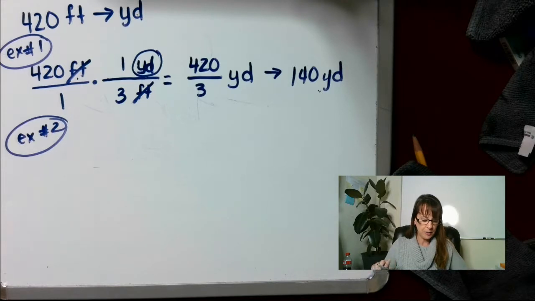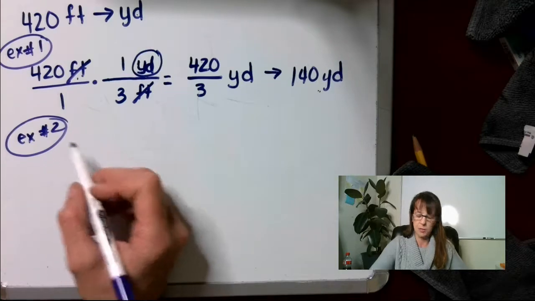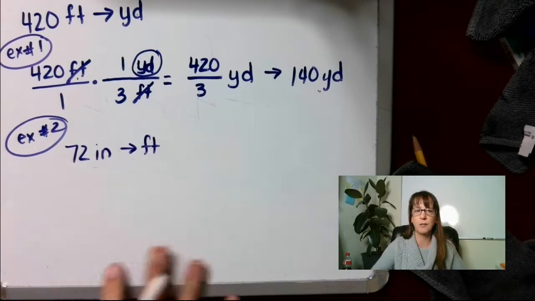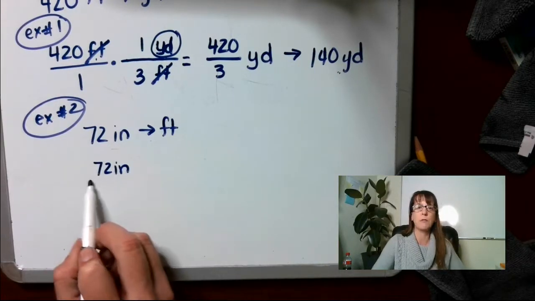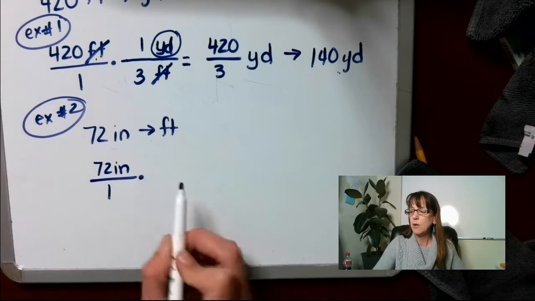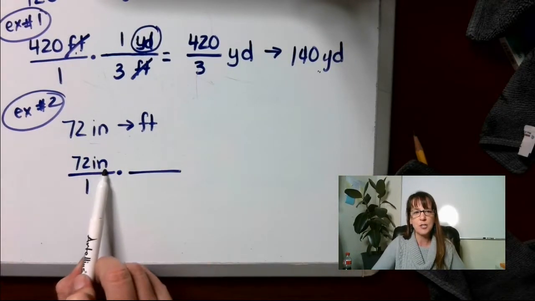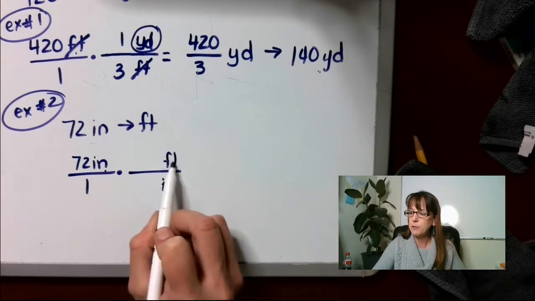Use a unit multiplier to convert 72 inches to feet. Okay, so first things first, we always write it down like this. Then we take our 72 inches and we're going to turn that into a fraction by putting it over 1. Now we're going to multiply by something that equals 1. Notice that the inches are on top. They need to go on bottom over here. We're going up to feet.